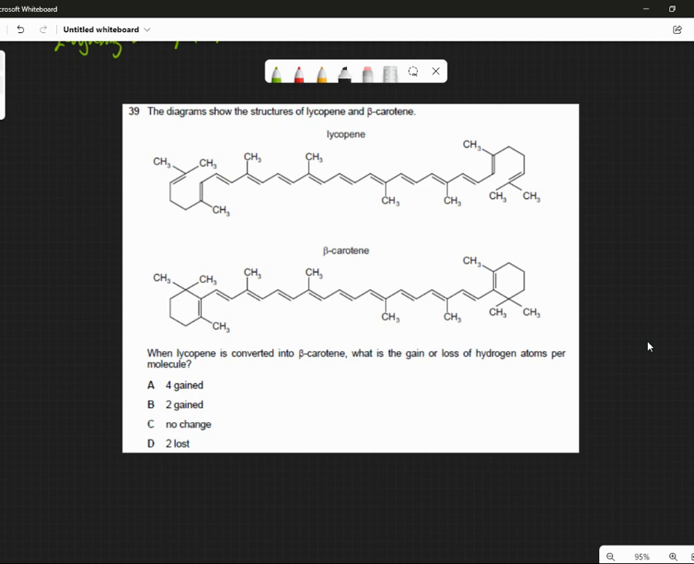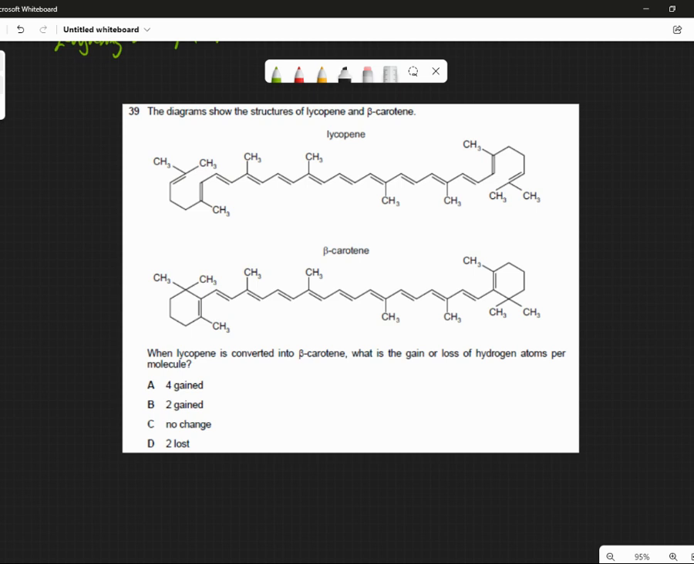Lycopene and beta carotene. Carotene, you should know what color it is. It's orange, because it's the thing that gives carrots their color. These two diagrams show the structures of lycopene and beta carotene. They're pretty complicated things, aren't they? When lycopene is converted into beta carotene, what is the gain or loss of hydrogen atoms per molecule?